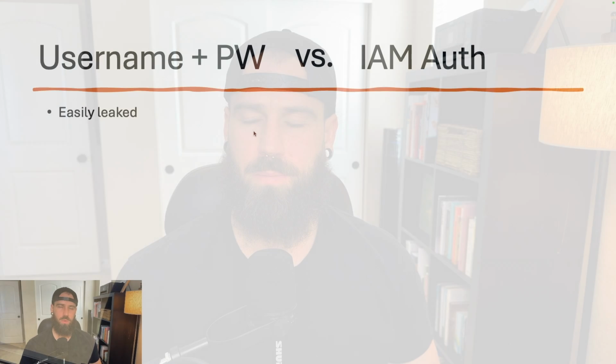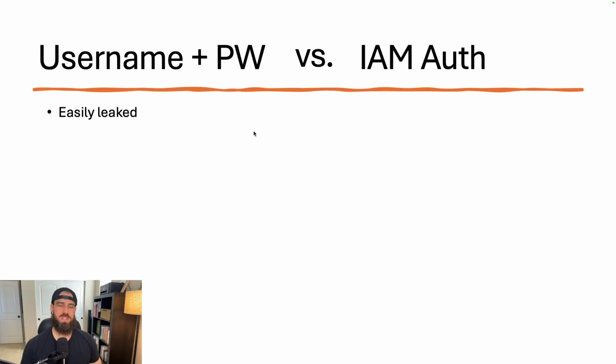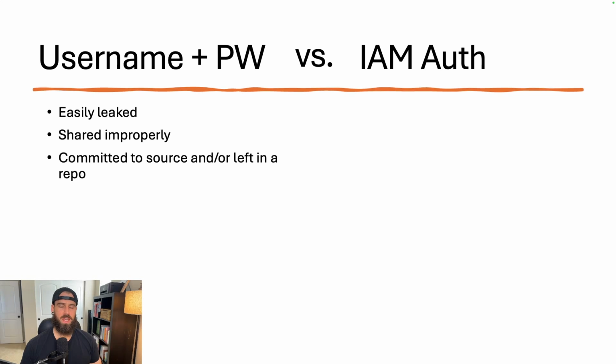Let's talk a little bit about why you would want to use IAM authentication for your database rather than just a username and password. Well, the first reason is that usernames and passwords can be easily leaked. They can also be shared improperly across insecure channels. They can be committed to source and or left in a repository and forgotten about. And finally, in order to remain secure, they must be rotated regularly, which can be a pain.